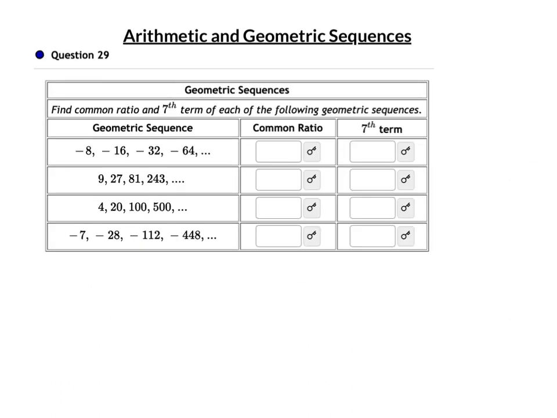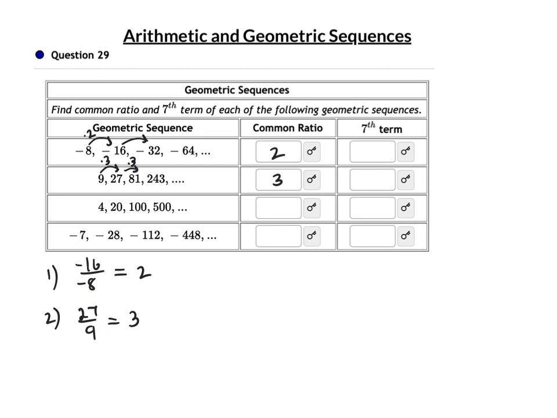Question 29. Let's find the common ratio for each first. Negative 8 to negative 16. This is the first one. We'll take the current divided by the previous, negative 16 divided by negative 8, and I get 2. Every time I move one spot, I multiply by 2. For the second one, I'll take the current divided by the previous, that's 27 divided by 9, and I get 3. When I move one spot, I multiply by 3.